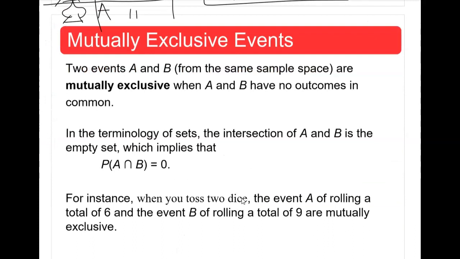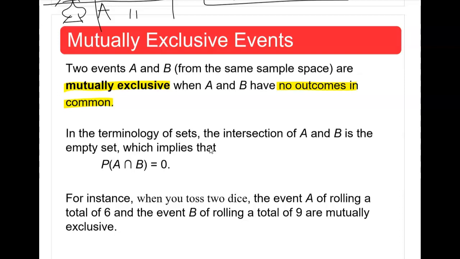So let's talk about mutually exclusive events. Two events, A and B, from the same sample space are mutually exclusive when A and B have no outcomes in common. So mutually exclusive, no outcomes in common. In the terminology of sets, the intersection of A and B is the empty set, which implies that the probability is zero.